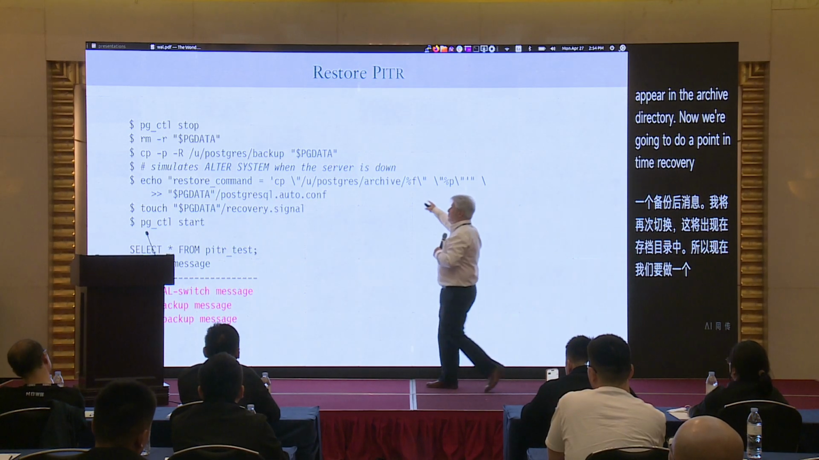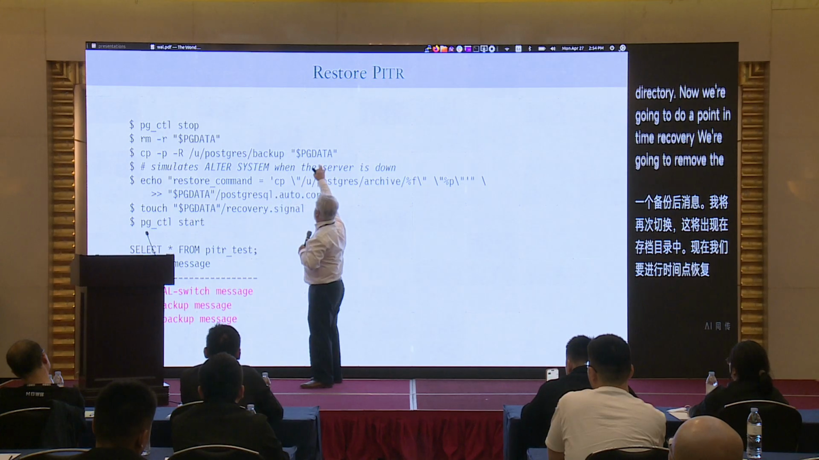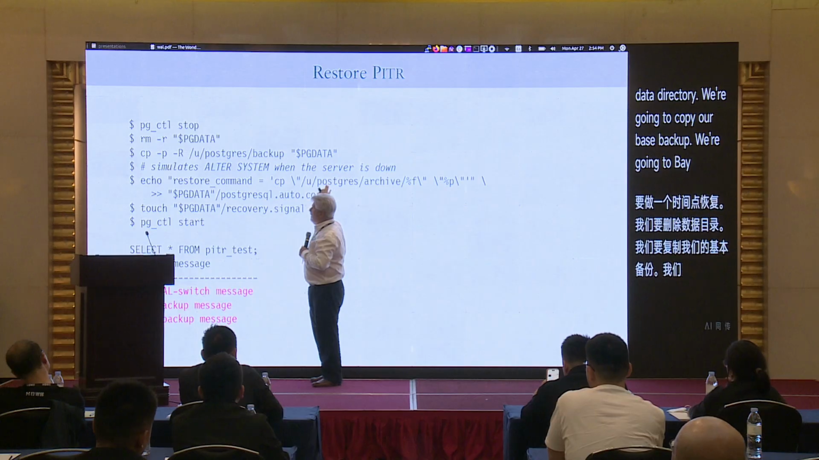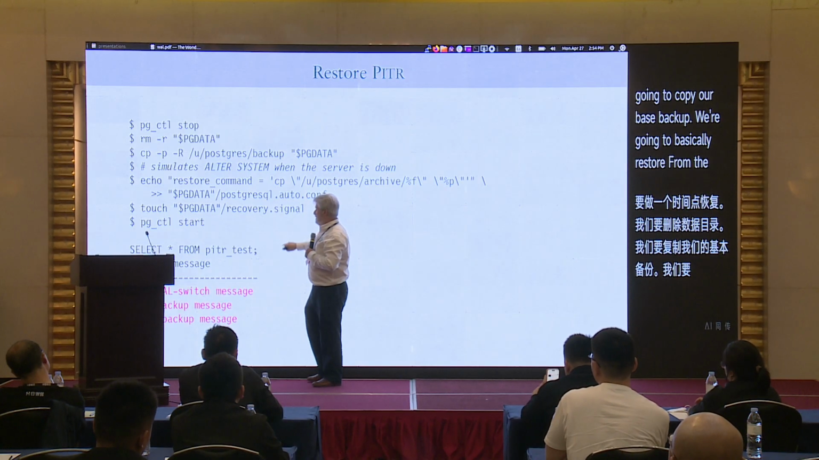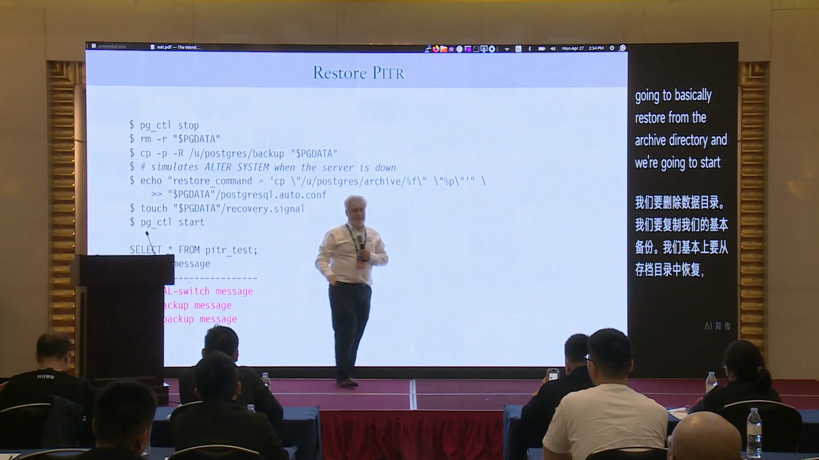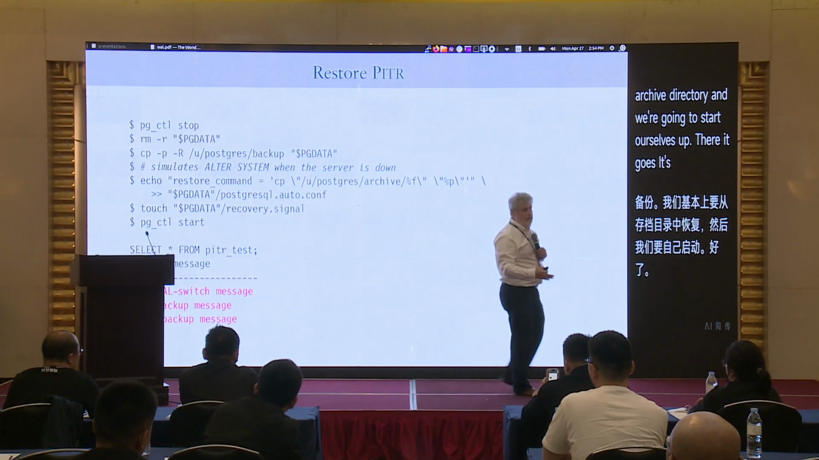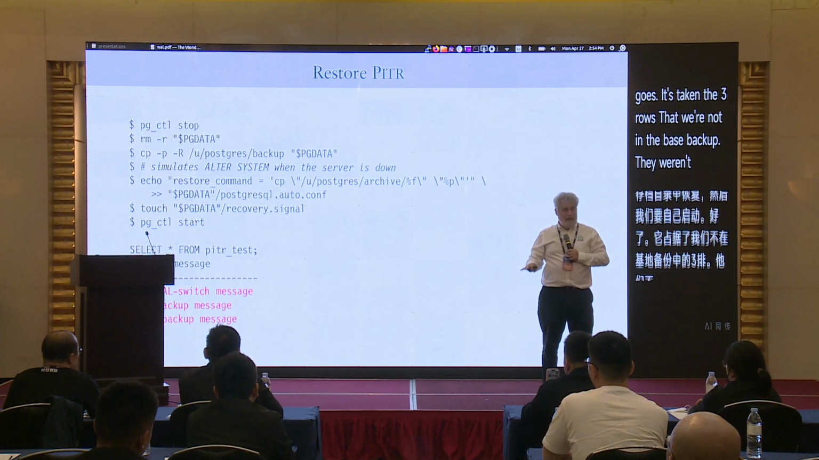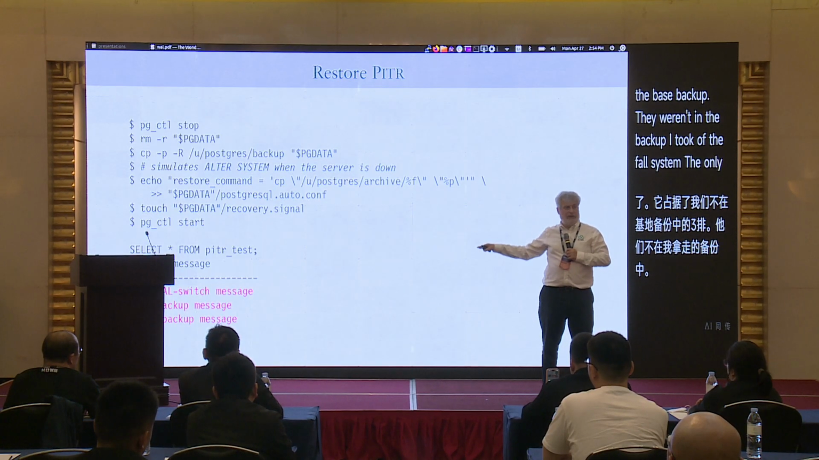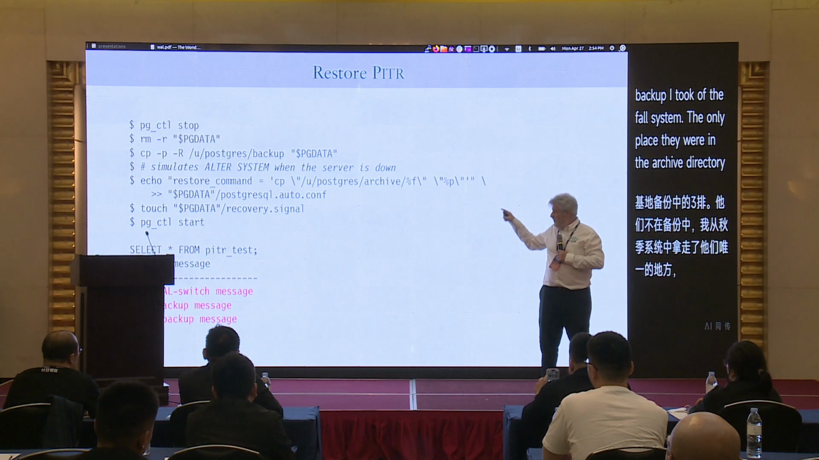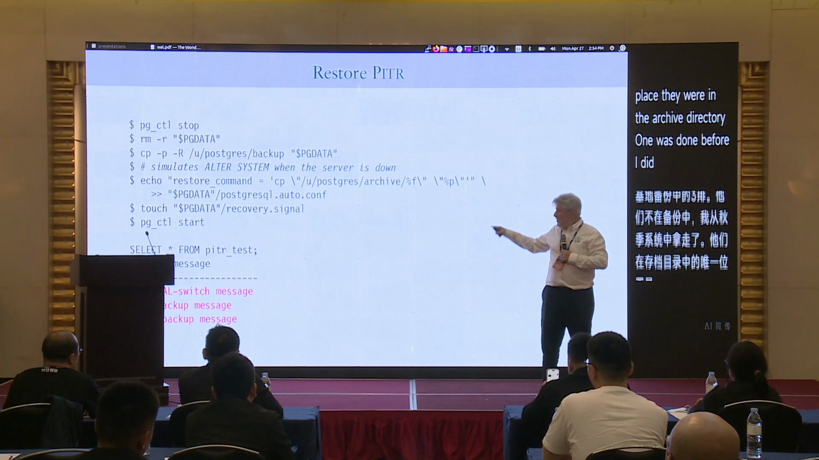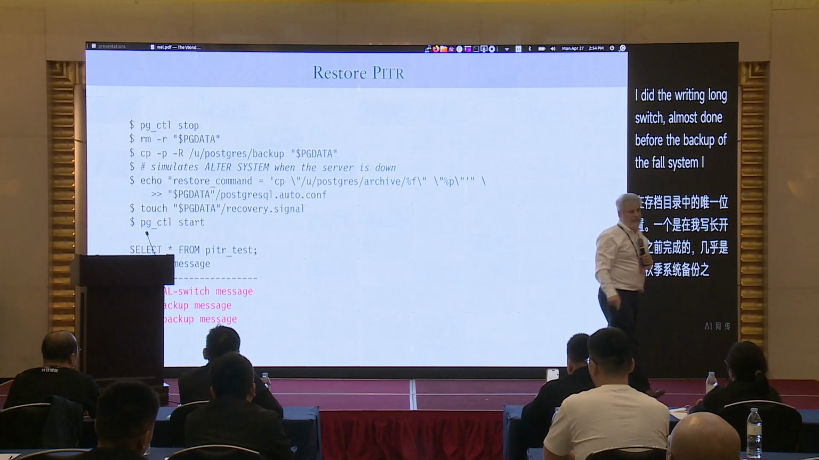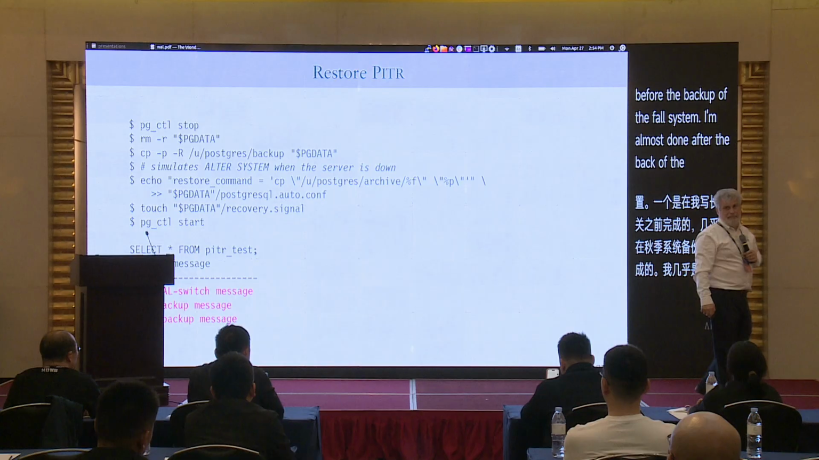We're going to remove the data directory. We're going to copy our base backup. We're going to basically restore from the archive directory. We're going to start ourselves up. And there it goes. It's taken the 3 rows that were not in the base backup. They weren't in the backup I took of the file system. The only place they were was the archive directory. One was done before I did the write ahead log switch. One was done before the backup of the file system. And one was done after the backup of the file system. And they're all there. Okay.